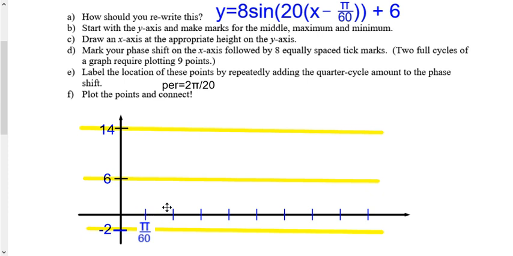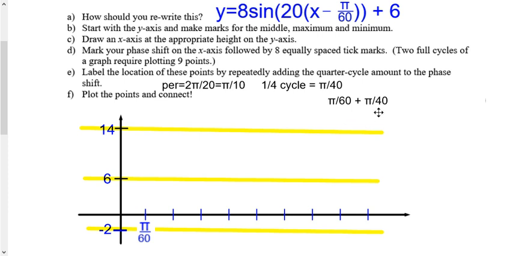But what I really need to know where to make the next mark is what is a quarter of the cycle. A quarter of the cycle is 1/4 times the period. So a quarter of my reduced pi over 10 would be pi over 40. That means I need to add pi over 40 to pi over 60 to get the next grid mark.